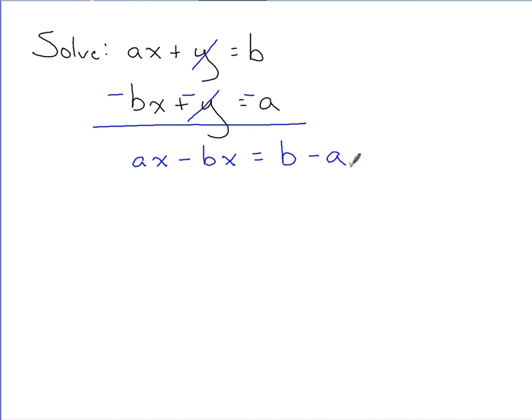What should I do here to solve for x? Any ideas? Okay, you're going to divide by a minus b, and why is that? What step could I show to justify dividing by a minus b? What can I take out of these two terms? X is in common, right? So take an x out. If you take an x out, a minus b is left. That equals b minus a. So this justifies dividing both sides by a minus b. X is going to equal b minus a over a minus b.